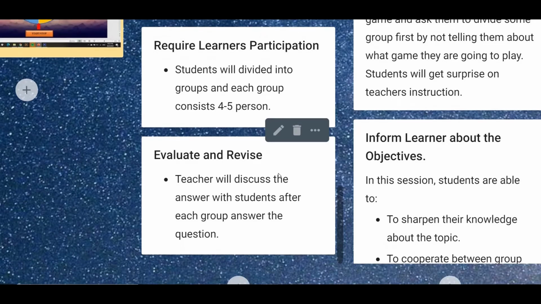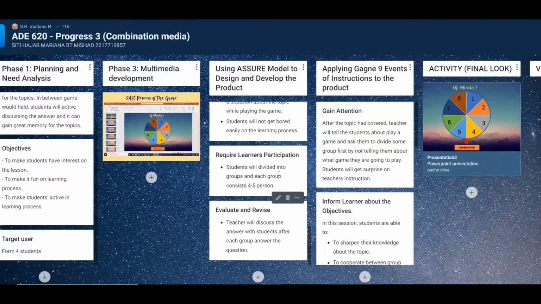The teacher will discuss the answer with students after each group answers the question. So the teacher will discuss every characteristic depending on the question. It depends on each question. And at the end of the class, the teacher will discuss all questions together.